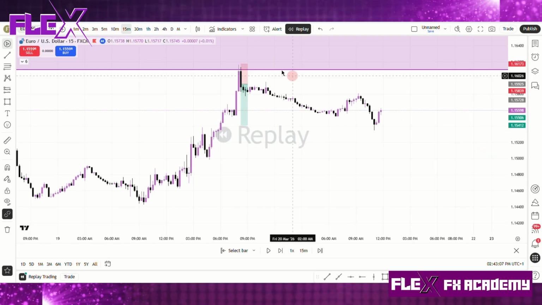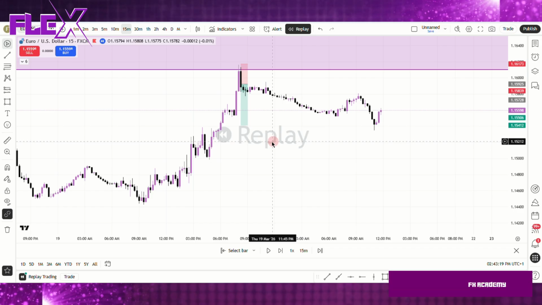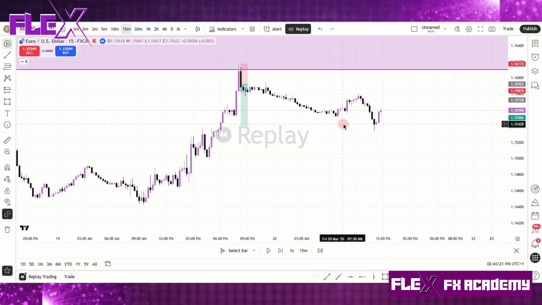Although we have tapped into the zone, we've not entered the zone. However, I wouldn't want to risk it. So I just take my money here and move on. I'll look for another zone to enter.